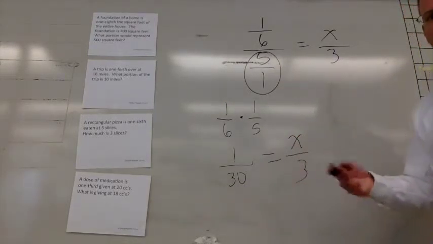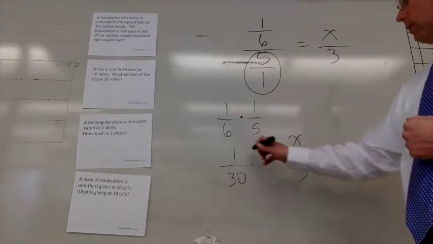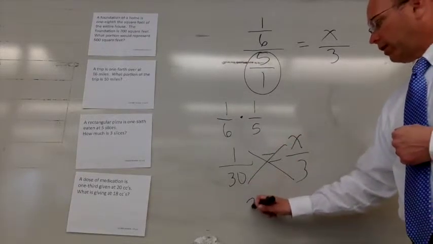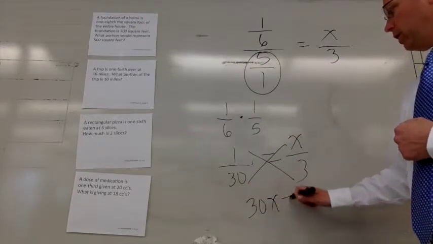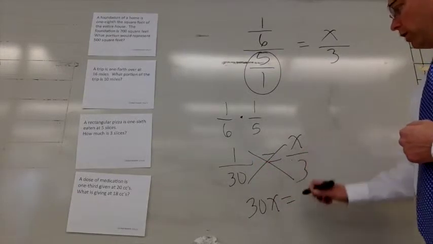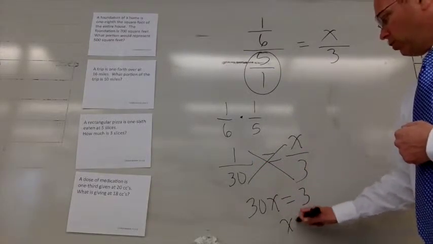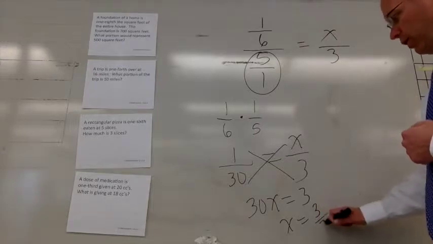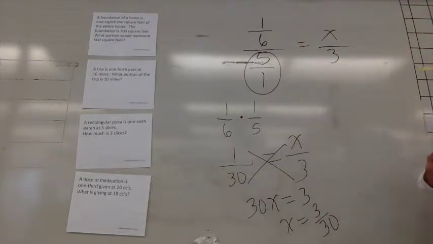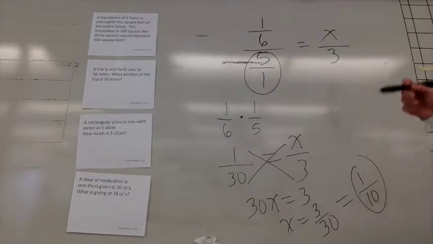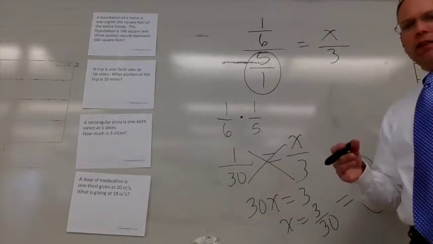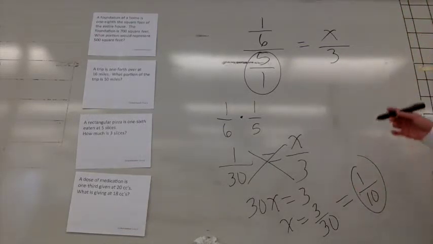Now we're going to do the product of the means equal to the product of the extremes. So I'm going to multiply, cross multiplication. So I get 30x is equal to 3. X equals 3 over 30. And I think we can go ahead and reduce this. 3 over 30, 3 goes in itself once. How many times does 3 go into 30? 10 times. So if 1/6 of our pizza is 5 slices, then 3 slices is 1/10 of our pizza.